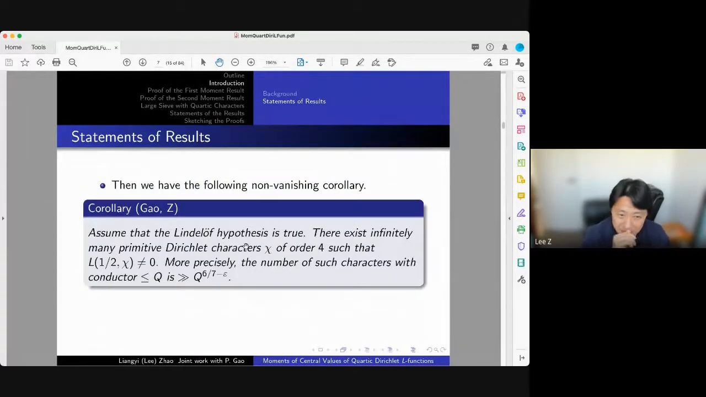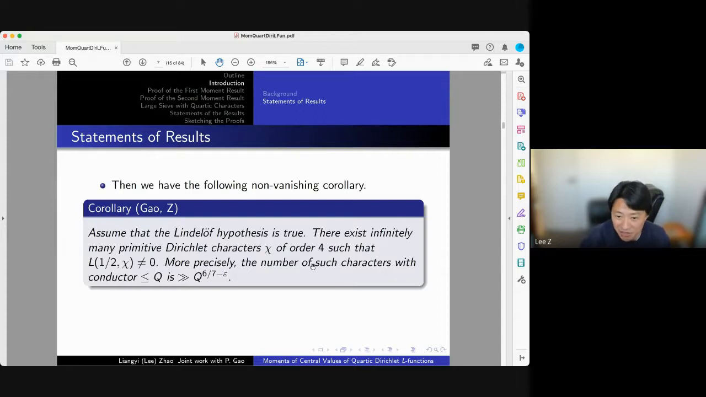All right. So I said earlier that one is motivated to study these moments because of Chowla's conjecture. So we have the following non-vanishing corollary. So assuming the truth of the Lindelöf hypothesis, there exist infinitely many primitive Dirichlet characters of order 4 such that L(1/2, chi) is not 0. So more precisely, we have the following more quantitative result.